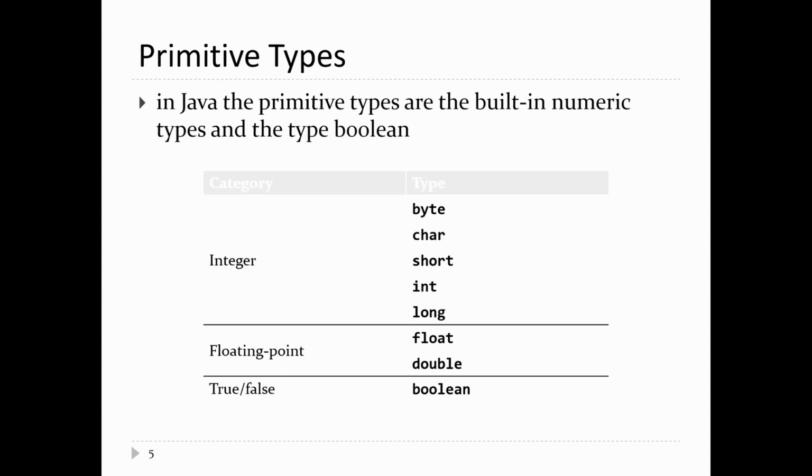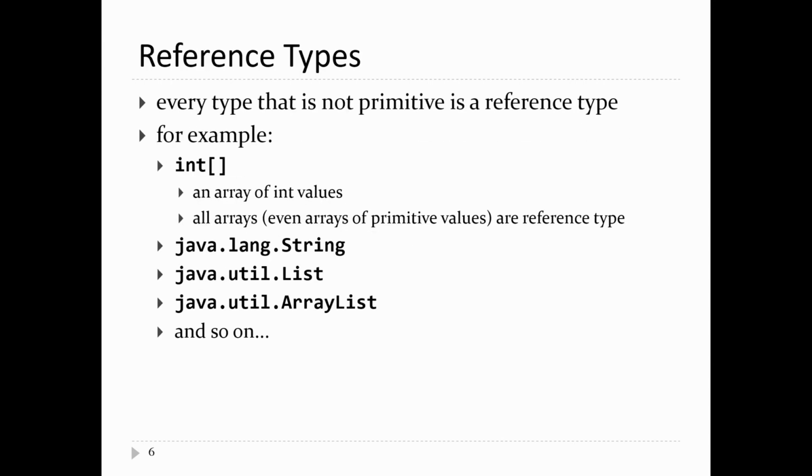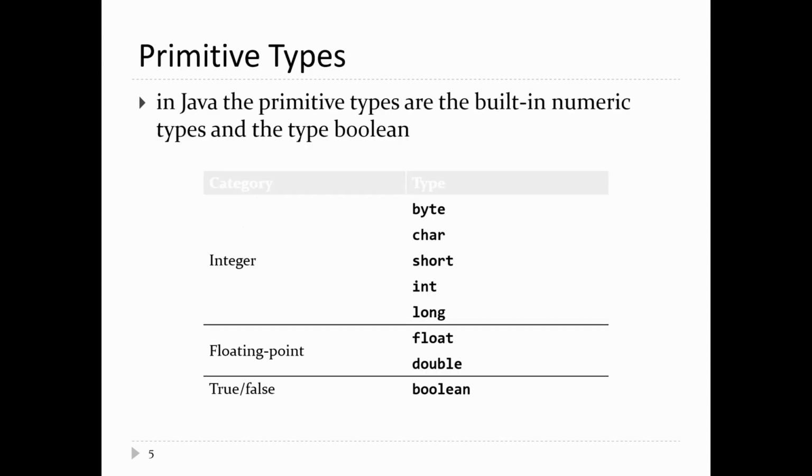We know about the primitive types. So this is just a review of the types. Remember there are 8 primitive types in Java. They begin with a lowercase letter. Most of them are numeric.